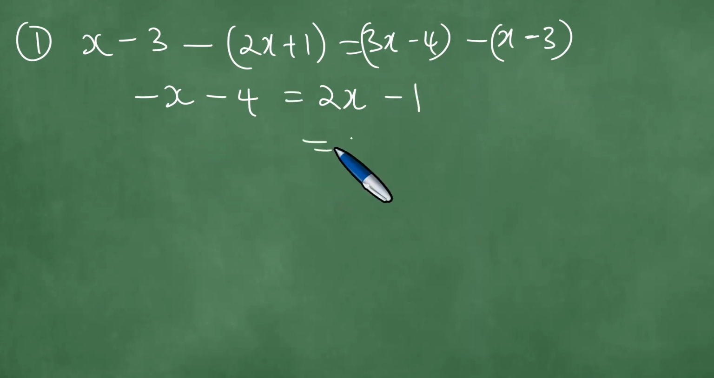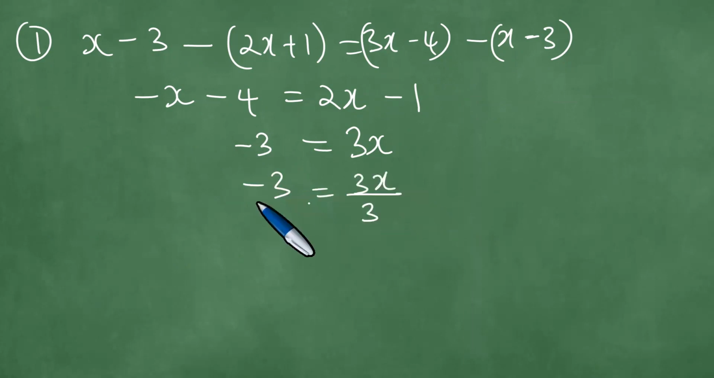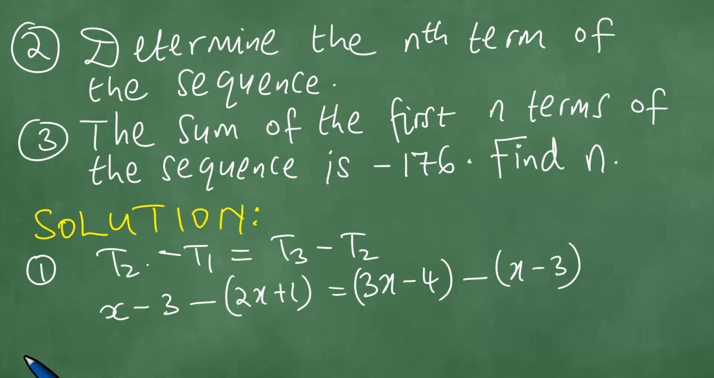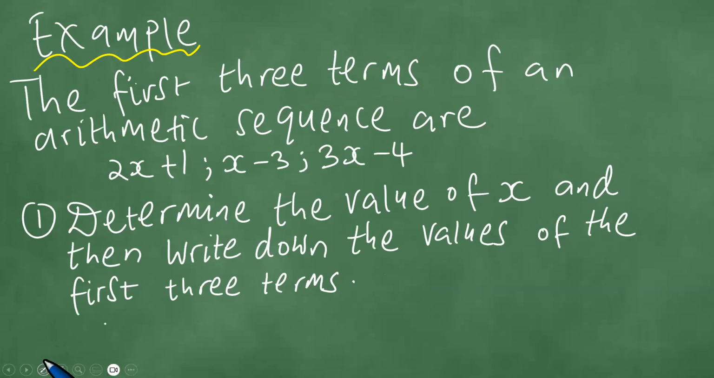Moving this one across becomes 3x, and then it becomes minus 3. So you divide by 3 on the left, by 3 on the right, which means x is minus 1. Hence, x is minus 1.